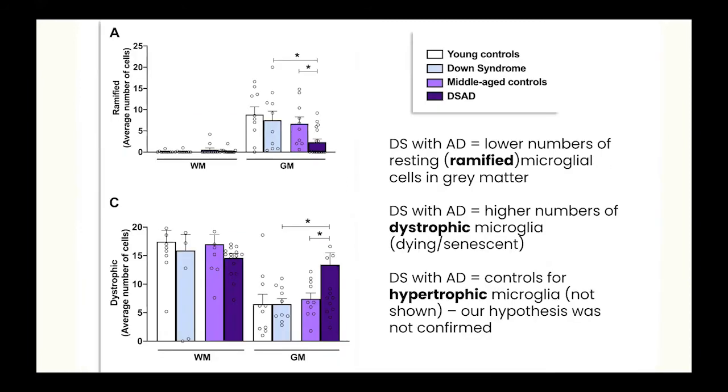When we plot the individual data points, which I think is super important to do to see if there's somebody driving this effect, here we're just looking at ramified microglia, so those resting microglia. We don't see a lot of these in white matter, but we do see a lot in gray matter. We compare young controls to Down syndrome, and middle-aged controls to Down syndrome with AD. We're seeing, not surprisingly, a decrease in the number of these resting microglia in Down syndrome with Alzheimer's disease brains. So that's good news. In other words, it's similar to what we see in sporadic AD.